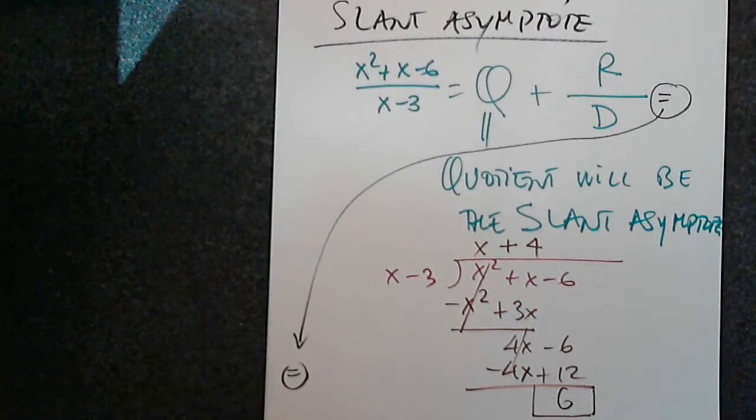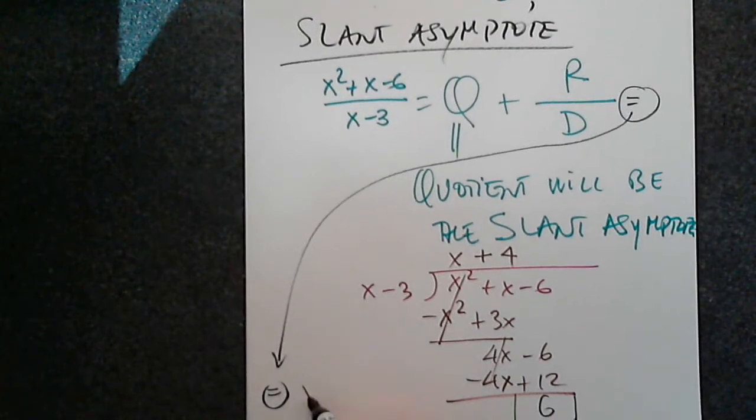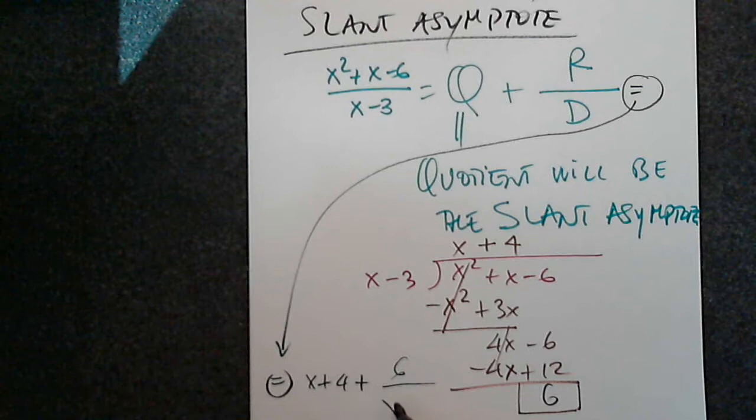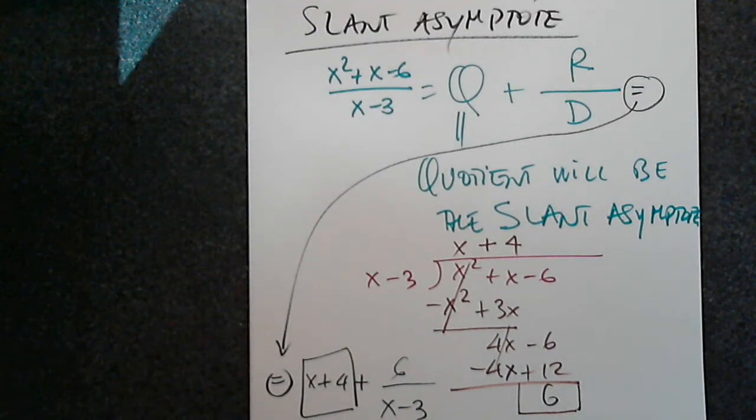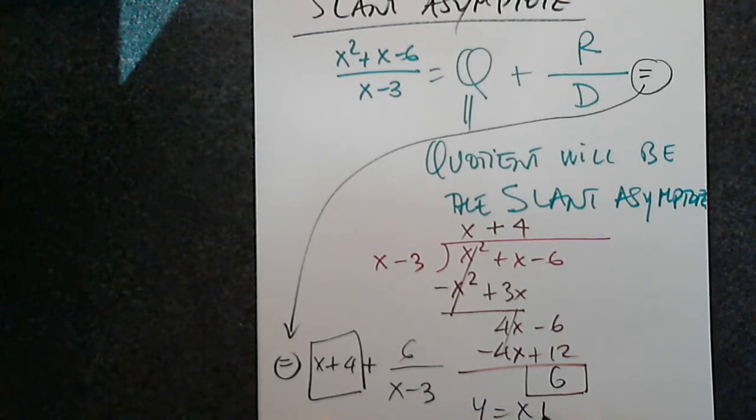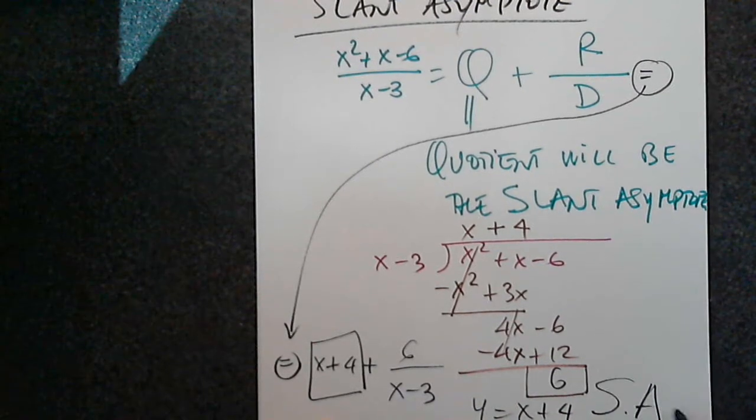So what is the quotient of this division? X plus 4, very good, plus the remainder. Perfect. This is all we care about. Y equals x plus 4 is the slant asymptote.